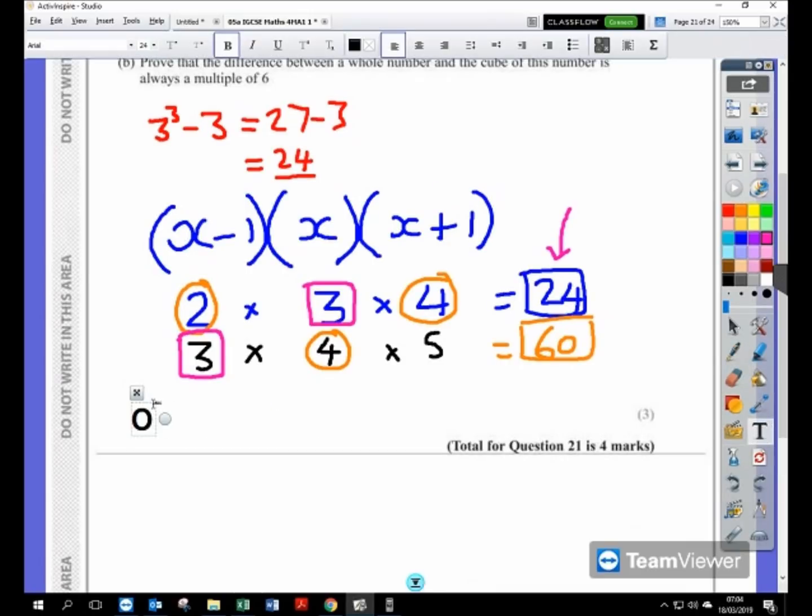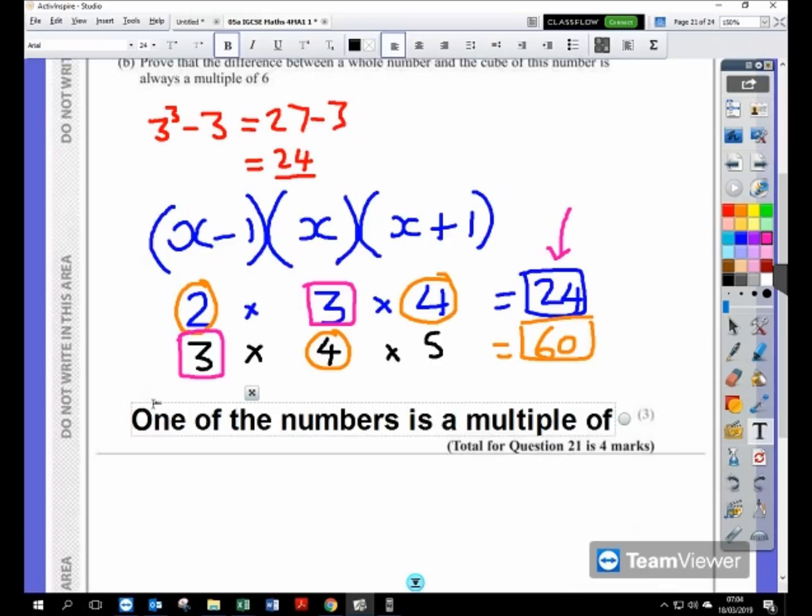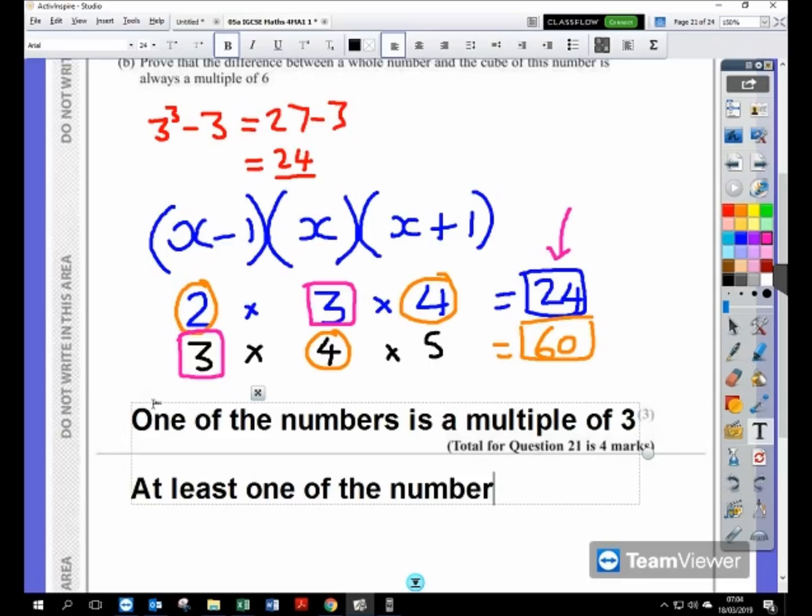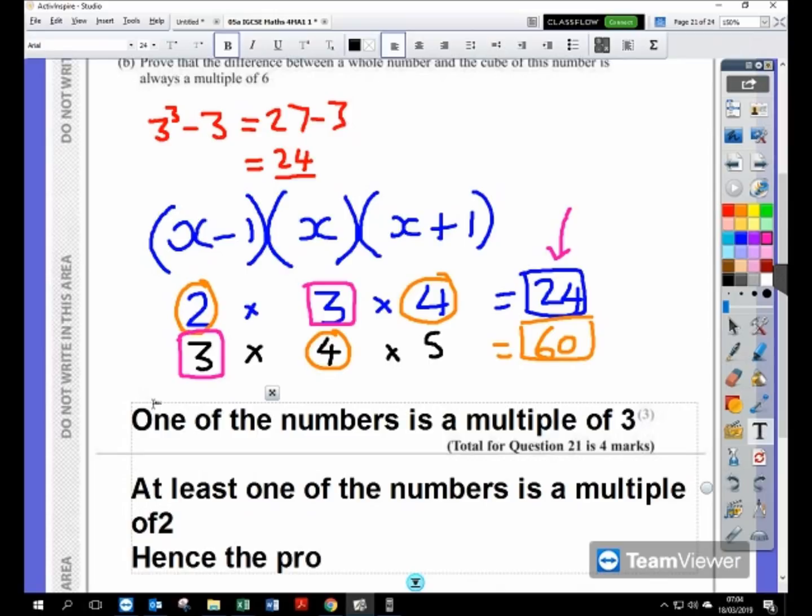So a bit like this. One of the numbers is a multiple of 3. At least one of the numbers is a multiple of 2. Hence, the product is a multiple of 6. And there you go. That's fine.